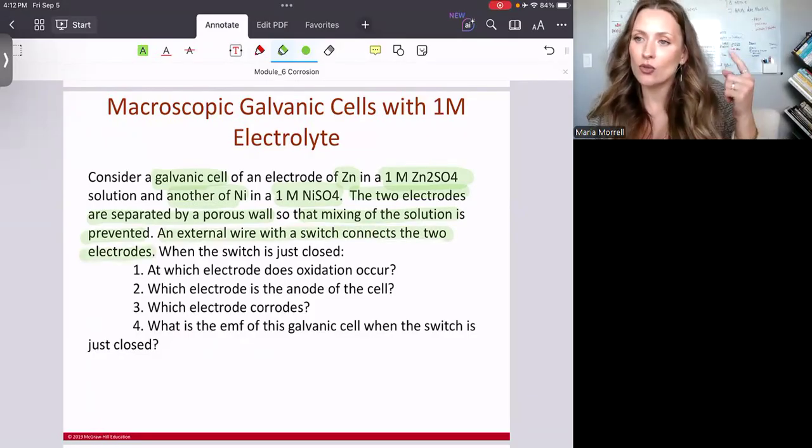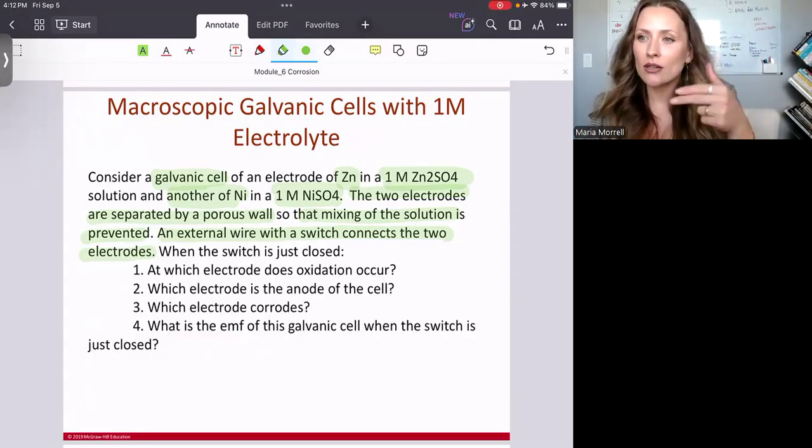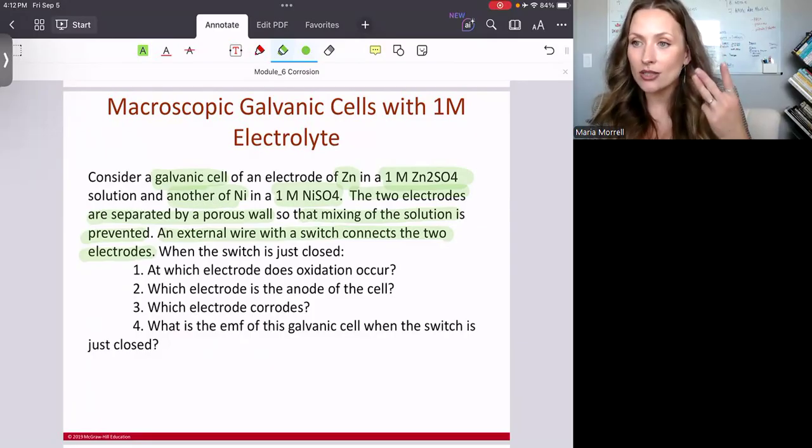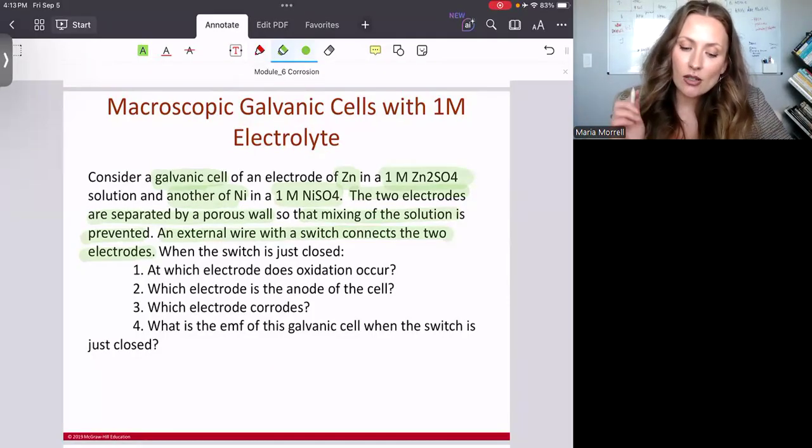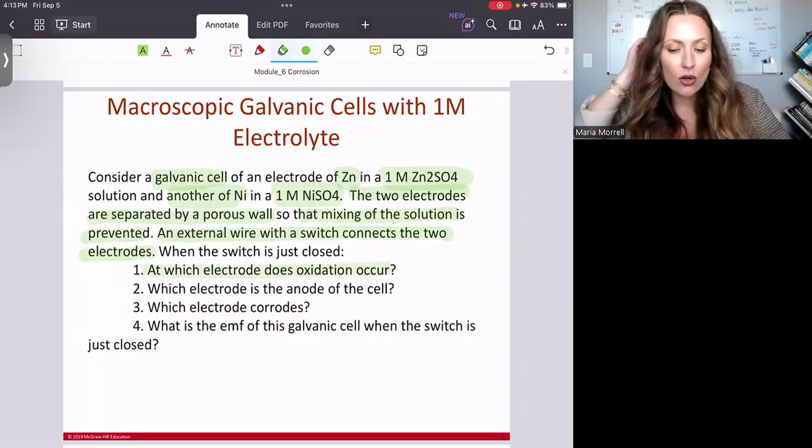And hopefully now you guys think that, okay, what do I need for a galvanic cell? Well, I need two electrodes, right? I need anode and cathode. I need them to be in intimate contact, right? Either touching each other or they need to be connected by an electric wire. And then fourth is going to be the electrolyte, right? I need this for the macroscopic galvanic cell to occur, okay? Now, when the switch is just closed, question number 1, at which electrode does oxidation occur?